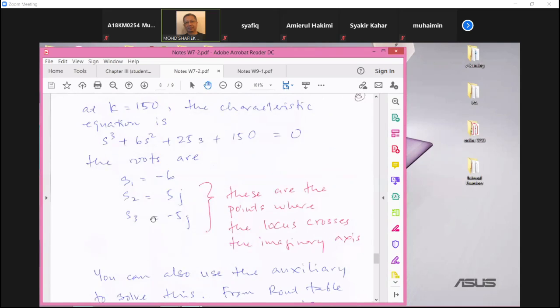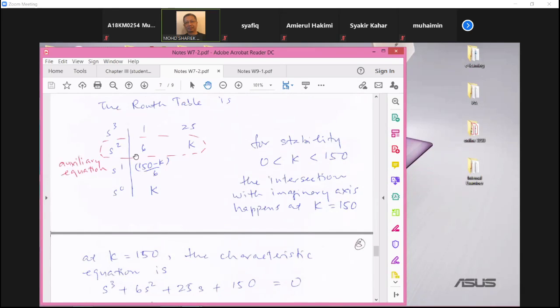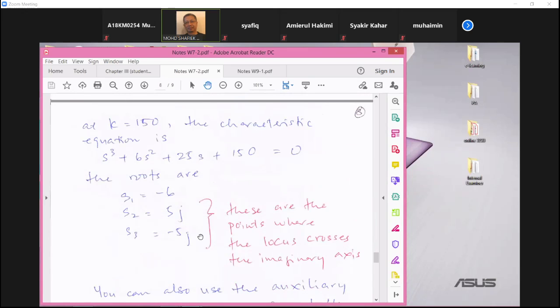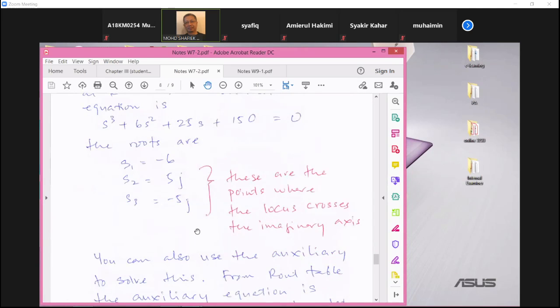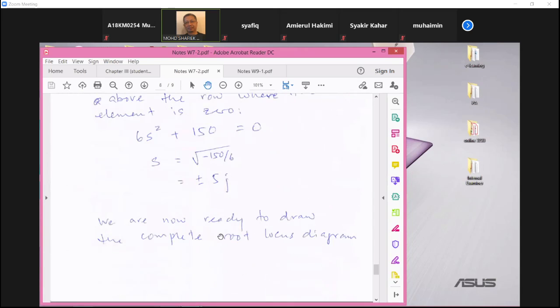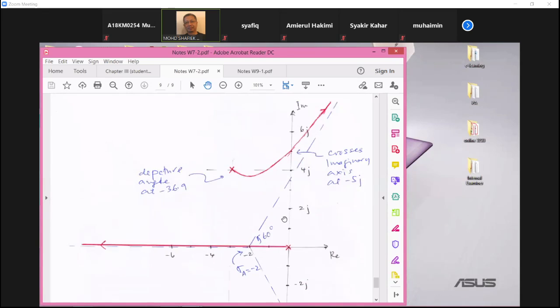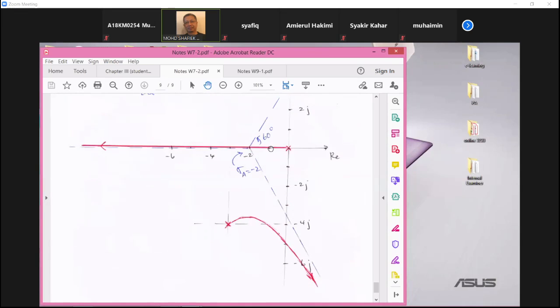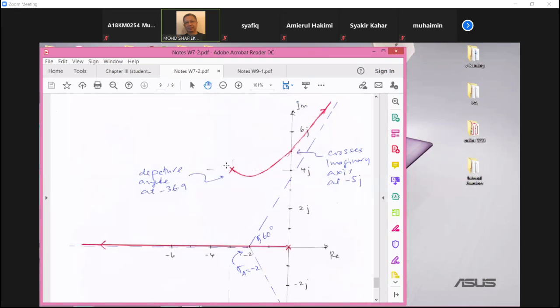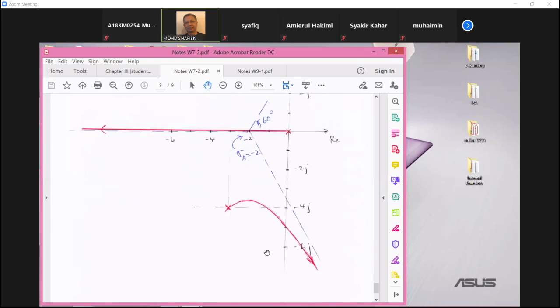Sometimes it is not that easy to find the roots of a higher order polynomial, so it's helpful. It is much easier to use this auxiliary equation to solve for the intersection with the imaginary axis. So either way, you're going to get plus and minus 5j. So this is 5j and this is minus 5j. So this is the intersection of the imaginary axis, and now you can draw your locus diagram to a reasonable degree of accuracy.